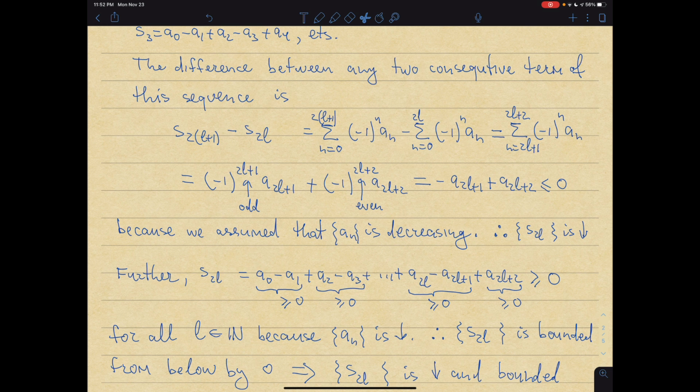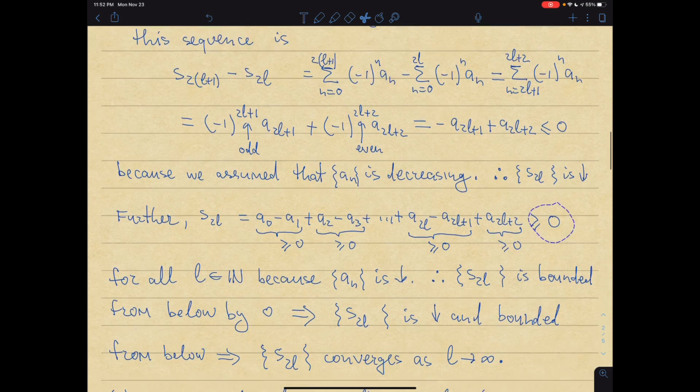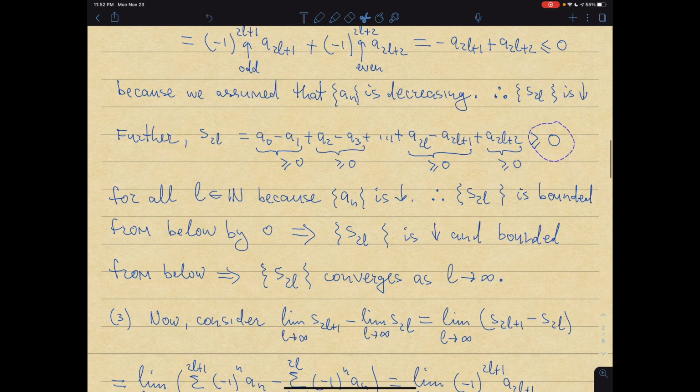And then because S_2l overall contains an odd number of terms, there is an extra guy, A_2l+2, in there, which is also positive. And so that means that we can arrange the sum S_2l in such a way that it just consists of a sum of positive contributions. So overall, S_2l must be greater or equal than 0. But if it is greater or equal than 0, then S_2l is bounded from below by 0, and so therefore S_2l is decreasing and bounded from below, so it must also converge.